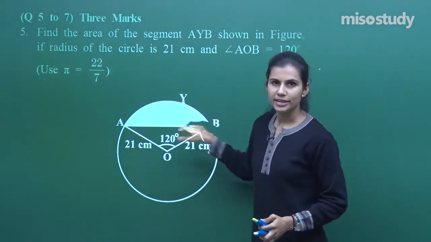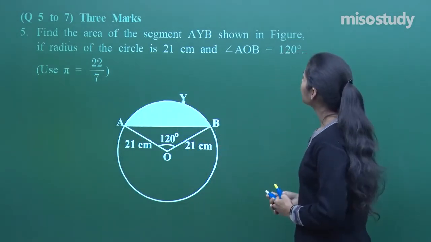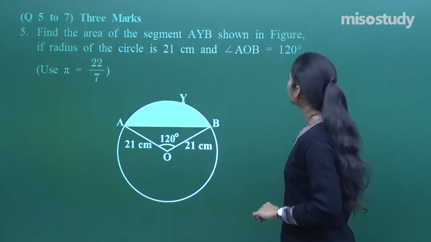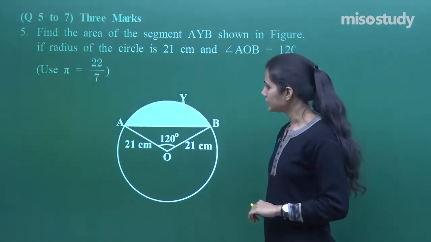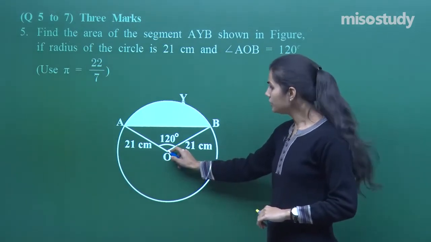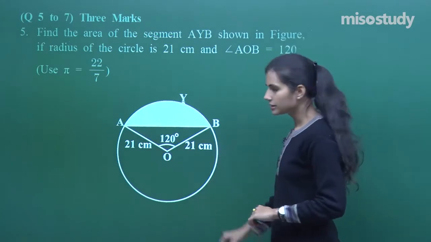This is the segment, the shaded portion. Find the area of the segment AYB shown in the figure if the radius of the circle is 21 centimeters and angle AOB is 120 degrees. So obviously this is pretty simple. This is the center. You need to find the area of this segment.